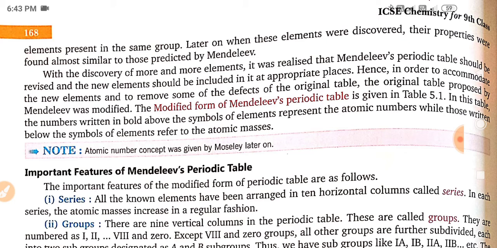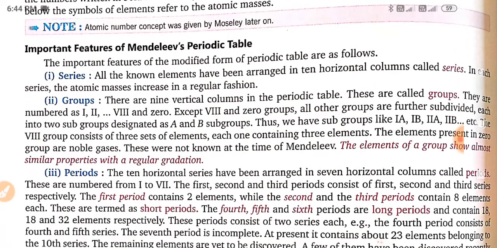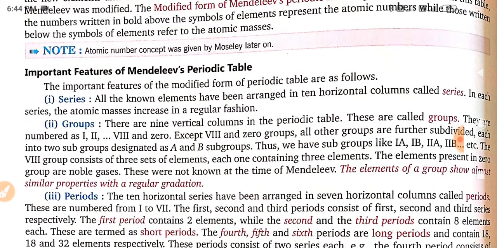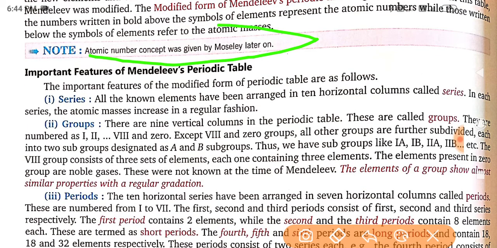Okay, so you can see something here. If you consider the bold numbers above the symbols of elements to represent the atomic numbers, nowadays the atomic number is present on the lower side. The atomic number concept was given by Moseley later on. So the atomic number concept which we read now in the new modern periodic table was given by Moseley.